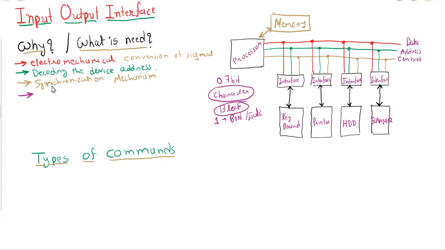So what is another role of the interface? The interface will convert the format, meaning it will convert the IO format to the CPU format, so it can be used easily by the CPU.